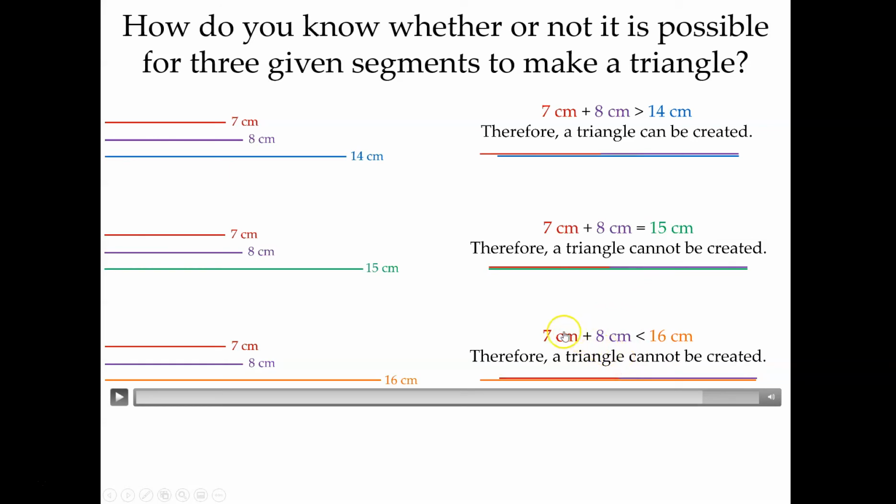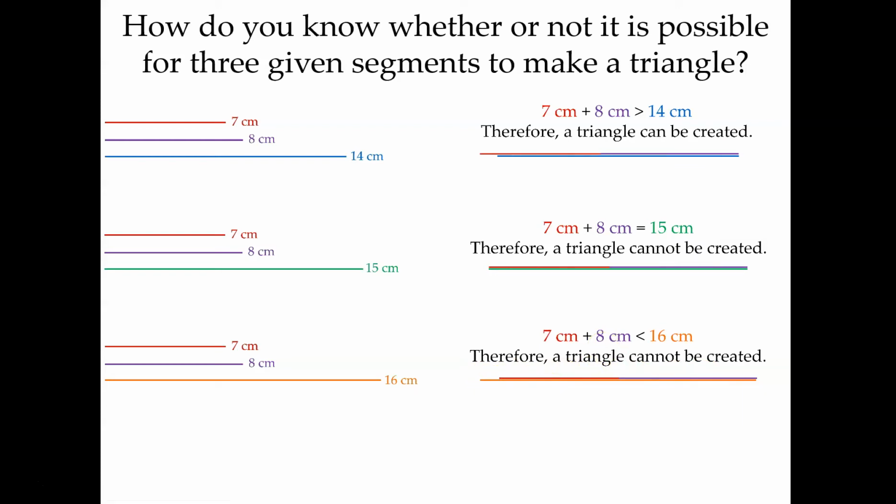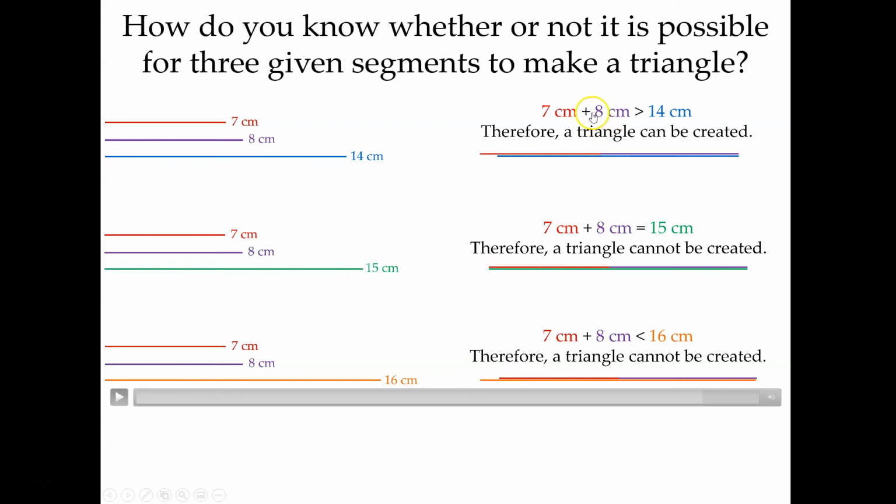Like in this example, I see that 7 plus 8 is less than 16, so if I lay those two sides flat, there's no way for them to ever even reach the end of the third segment, let alone be long enough to make a peak. So our conclusion is that in order for a triangle to be created from any three given side lengths, the sum of the two smallest ones has to be bigger than the biggest one.